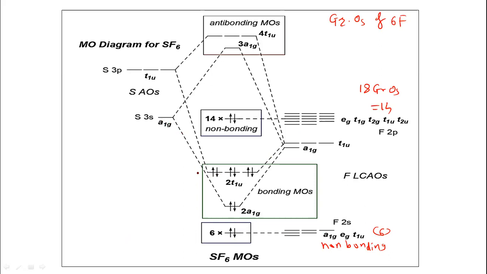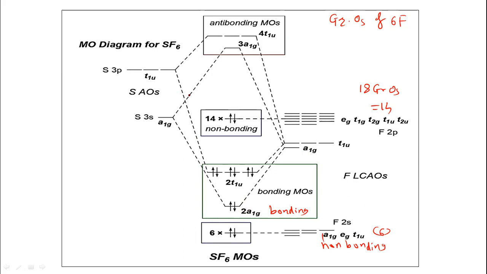A1G orbital of the sulfur atom overlaps with the A1G group orbital of the fluorine atom, forming 2A1G. The 2 is the symbol given here, otherwise you will be confused. It is 2A1G because A1G is already used here. 2A1G is bonding. Suppose that this is 1A1G here, and this is 2A1G. So this is bonding.